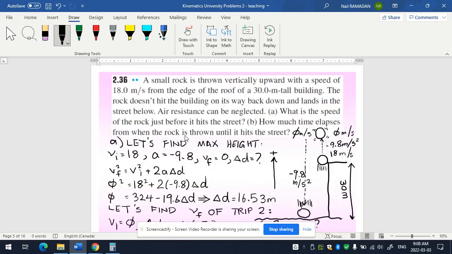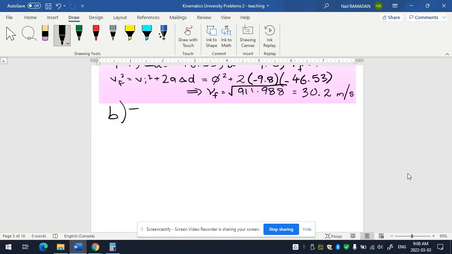So go ahead, everyone, let's write. Trip 1. Vi equals 18. Vf equals stop, which is 0. Not distance. What did we say? Acceleration. Yes. Acceleration is negative 9.8. Delta time is question mark.